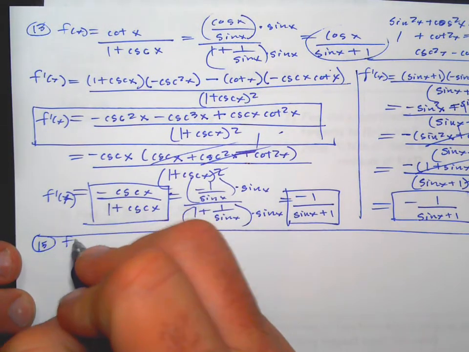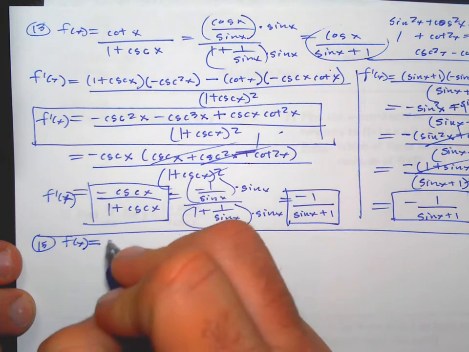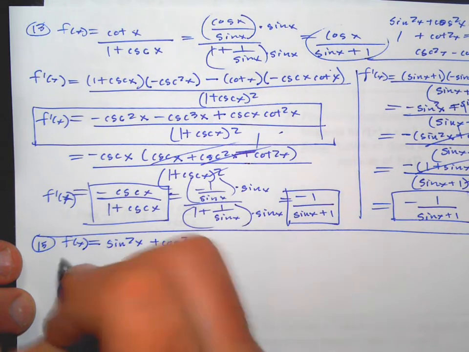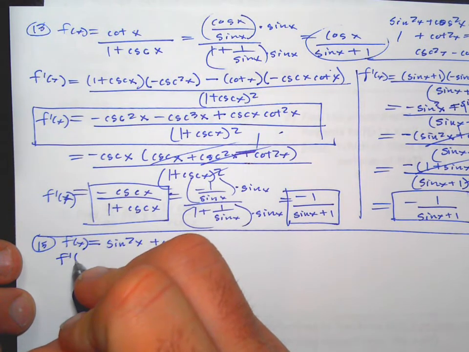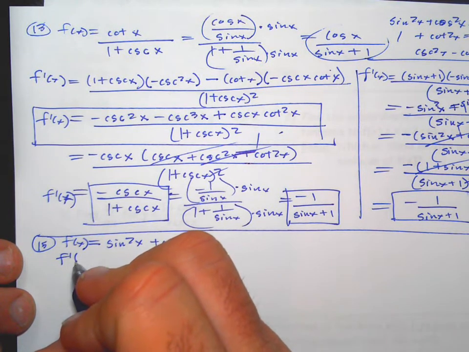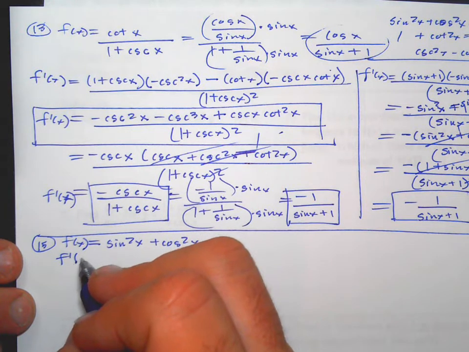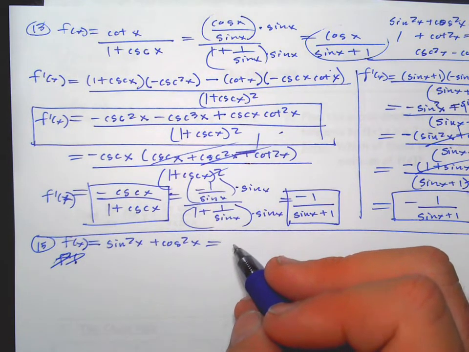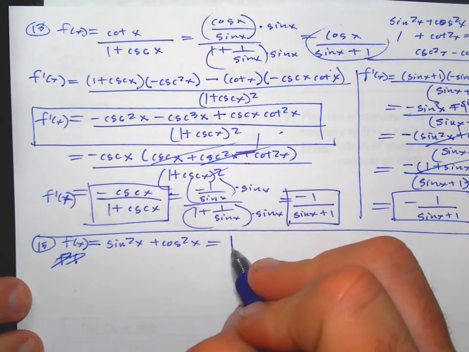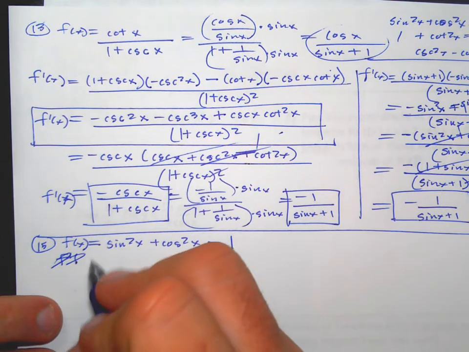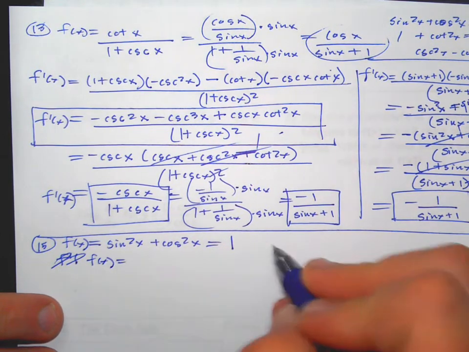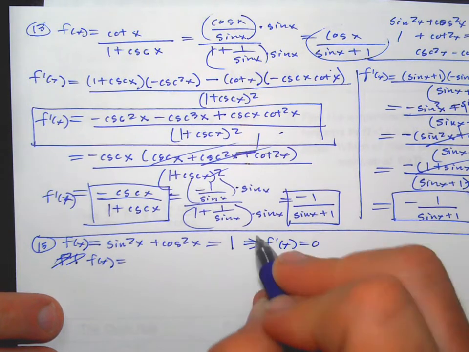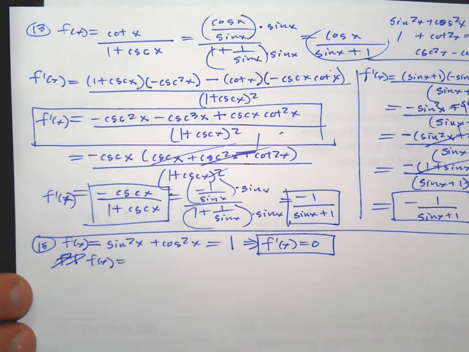15. Now, there's a really easy way to do this. You say this is 1, right? And by the way, the derivative of 1 is 0. Done. Easy.